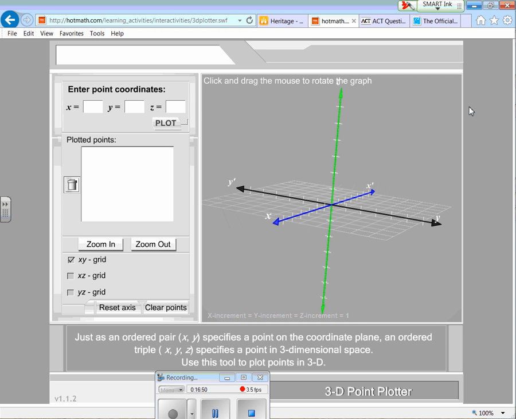All right, so here's a 3D plotter. So let's plot the point. Here we go, 1, 2, 3. It's a little bit easier to plot than it is to figure out the coordinates of the point that's plotted already. So there's 1, 2, 3. Again, you can see the x is coming out at you, the y is to the right, and the z is up and down, right? So here we'll hit plot.